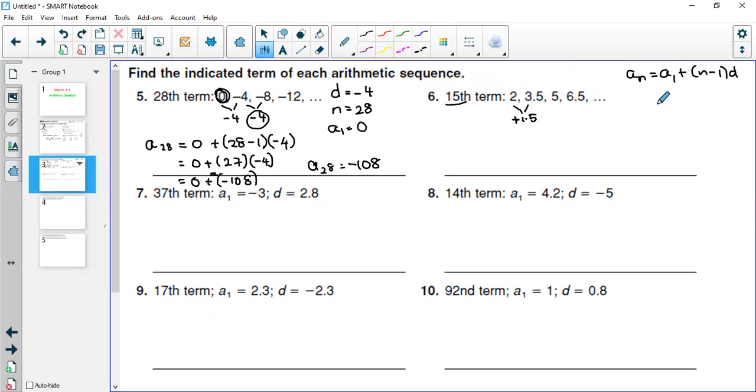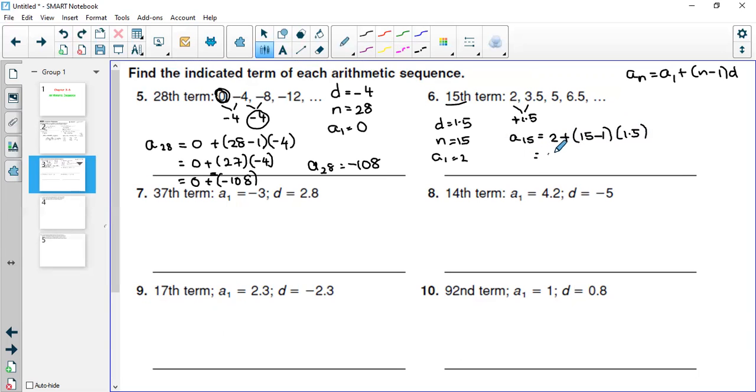Let's write the components now. The value of d is going to be positive 1.5. The value of n is going to be 15, that's the term to be found. A1, that's the first term in the sequence, is going to be 2. Let's put that in the formula now. So A sub 15 equals A1, that's 2, plus n, which is 15, minus 1, times d, which is 1.5.